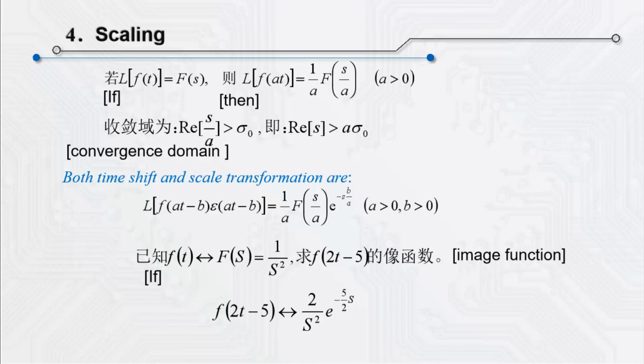If the Laplace transform of f(t) is 1/s squared over 10, find the Laplace transform of f(2t - 5). The problem is to combine time shift and scale transformation. According to the above formula, a is 2 and b is 5. Substituting into the formula, the Laplace transform of f(2t - 5) can be obtained.